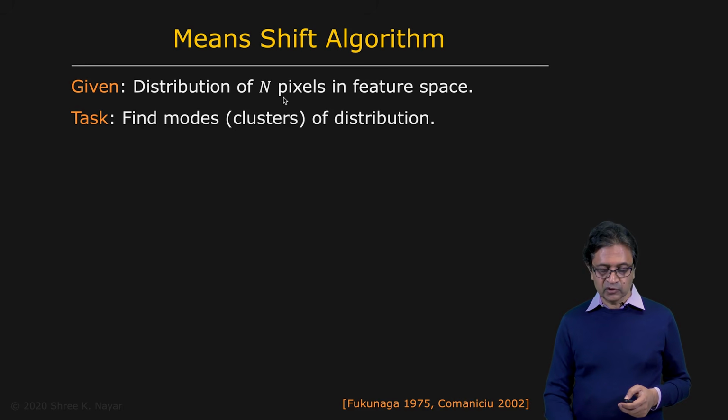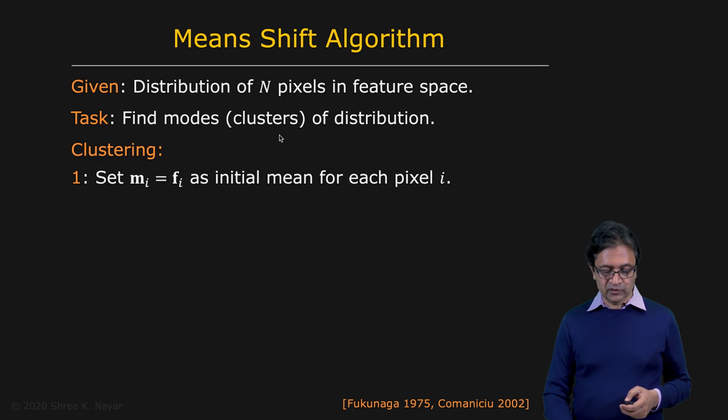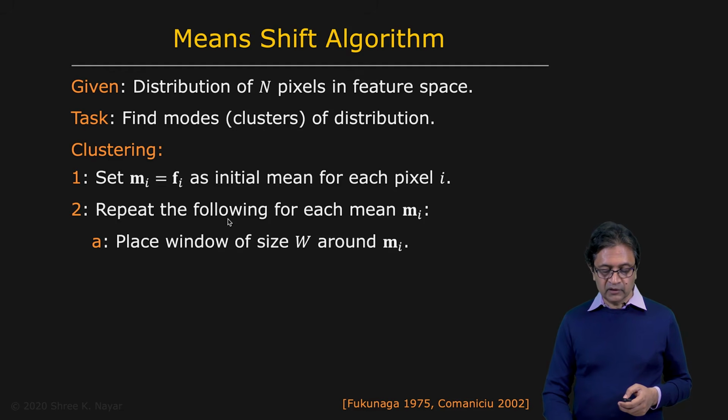You're given a distribution of n pixels in feature space. You want to find the modes or clusters of the distribution. So you're going to start off by setting the mean value of a feature to be itself. Mi is fi. That's the initial mean for the pixel i. And then you're going to repeat the following for each mean mi.